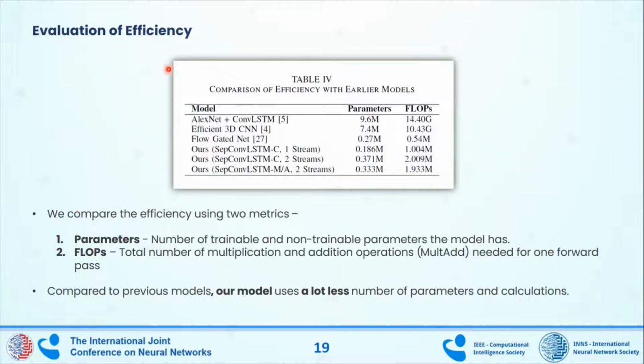Here we show a comparison of efficiency with the models proposed in earlier works. We compared the efficiency of our model using two metrics, parameters and flops. And flops is just the total number of multiplication and addition operation needed for one forward pass. Compared to the previous model, our model uses a lot less number of parameters and calculations.